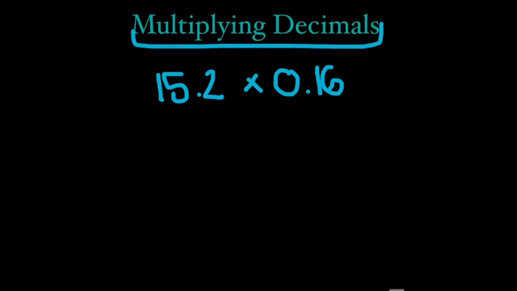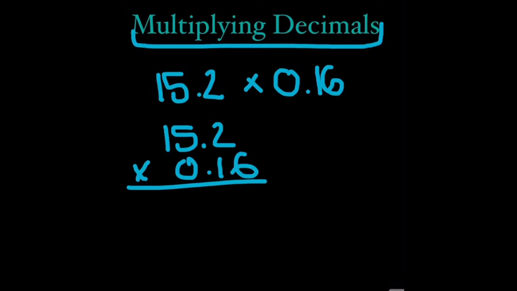So let's find the product of 15.2 and 0.16. When I multiply, I would probably set it up like this. And the first step, remember, is to always estimate. So if I estimate, we get around 15 times a half. It's not even 1. So I know my answer should be less than 15.